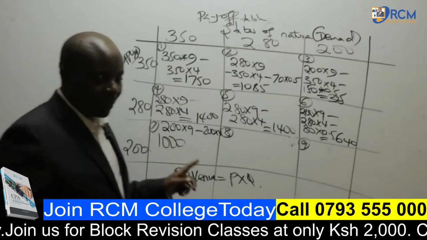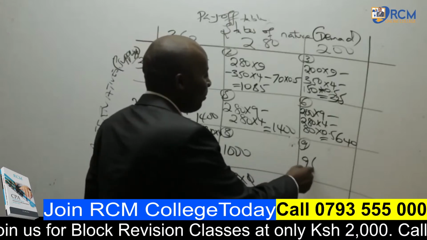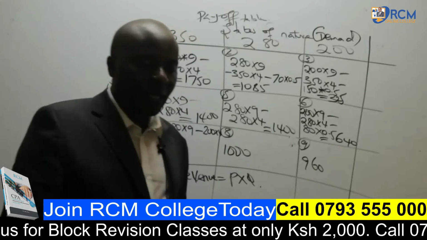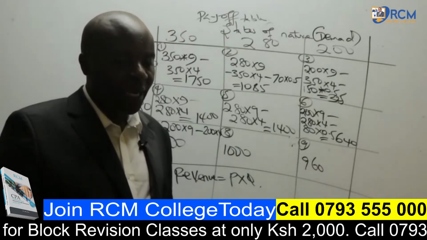For 8, I'm being told 1,000. For 9, I'm being told 960. And I can see those answers are quite overwhelming, meaning straight away that we are correct up to there.